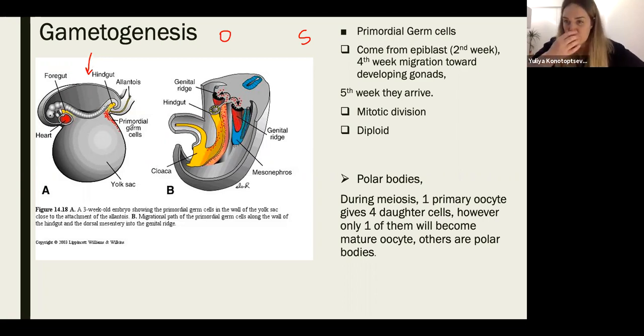So these pictures that you see here, they are from the book, from the Langman Embryology. Don't buy it, you don't need it. The only thing you need is definitely the slides, me, and past papers. Okay, so that's the only thing you need.